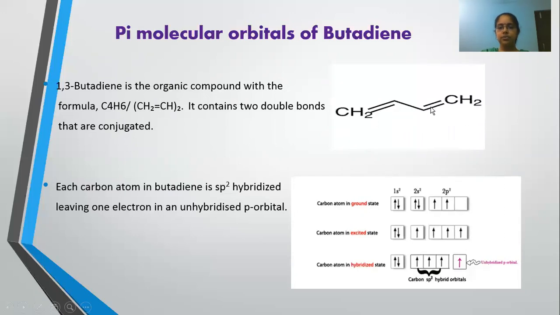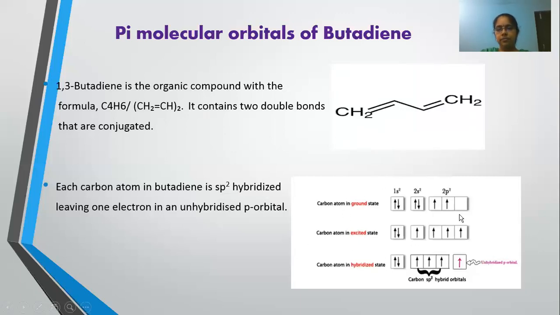So it contains two double bonds. Diene means two double bonds, and these double bonds are conjugated. Conjugated means that if double bonds are present on alternate carbon atoms, then that is said to be conjugated. So 1,3-butadiene is the organic compound with the molecular formula C4H6, having two double bonds that are conjugated. And each carbon atom in butadiene is sp2 hybridized.